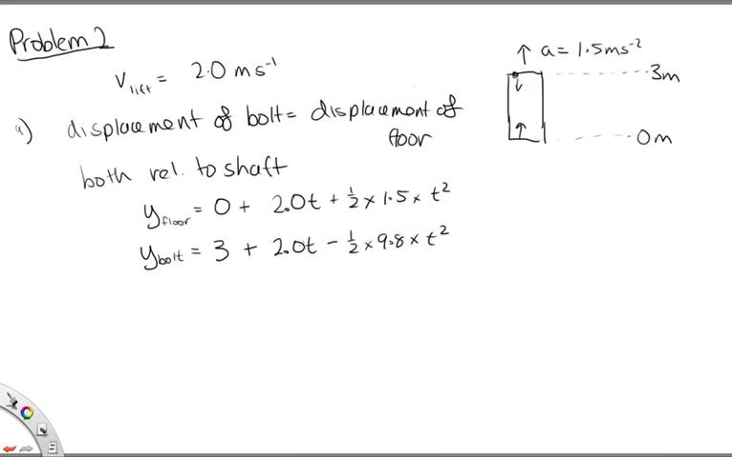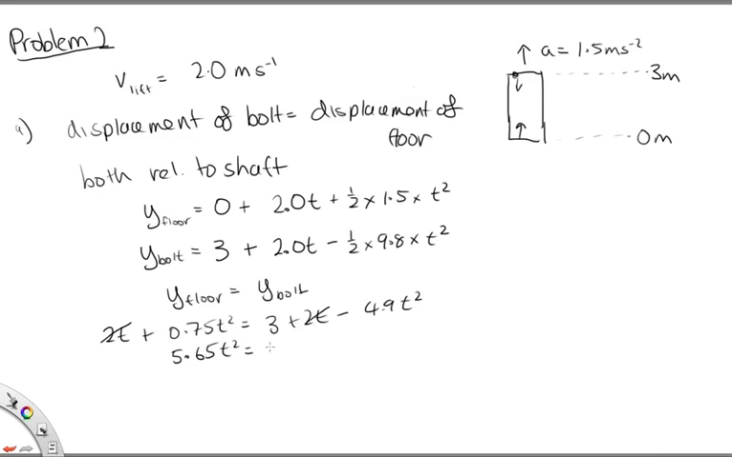And now what we need to do is solve these two equations simultaneously. So we want y floor is equal to y bolt. So we've got 2t plus a half times 1.5, so that's 0.75 t squared, is equal to 3 plus 2t minus 4.9 t squared. These t terms cancel each other out. We can move this over to here, and 4.9 plus 0.75 gives us 5.65. t squared is equal to 3.